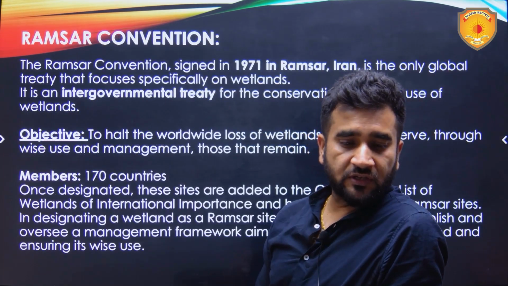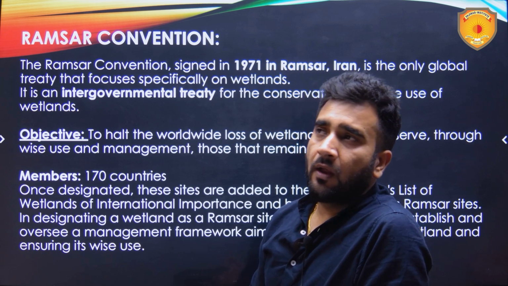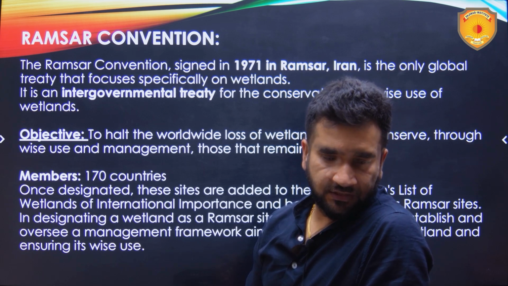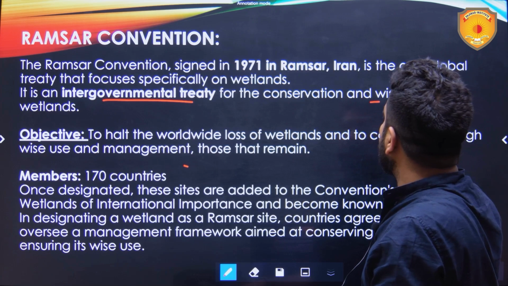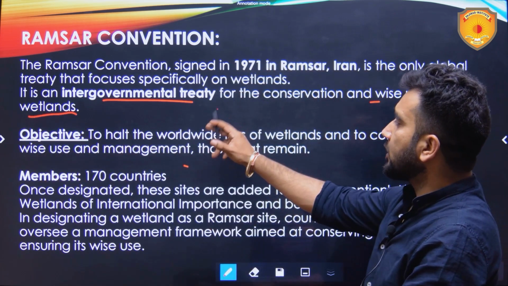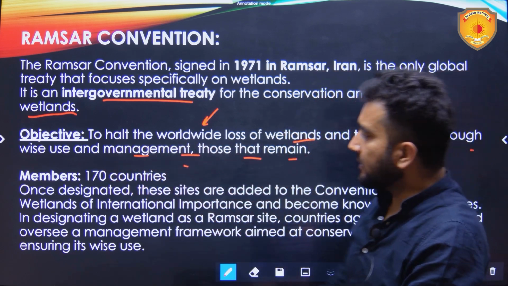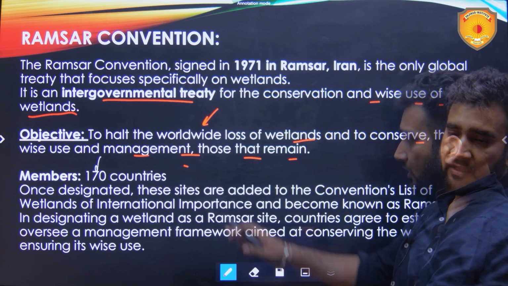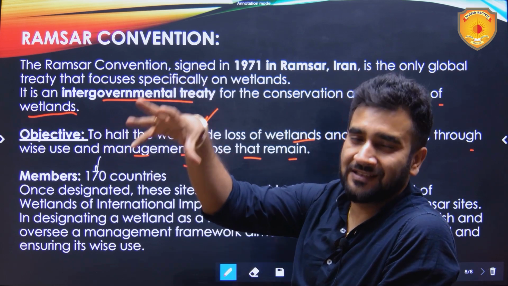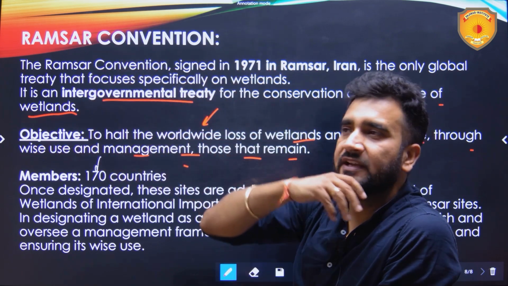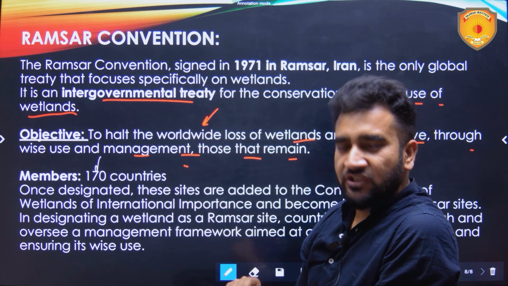Now the Ramsar Convention, signed in 1971 in Ramsar, Iran, was a global convention aimed at conserving these Ramsar sites. It is an intergovernmental treaty, and since the word treaty is used, it is legally binding, for the conservation and wise use of wetlands. The objective is to halt the worldwide loss of wetlands and to conserve through wise use and management those that remain. There are 170 member countries, and various wetlands are designated under this convention. When any site is recognized as a Ramsar site, that site has to be given extra focus for conservation.